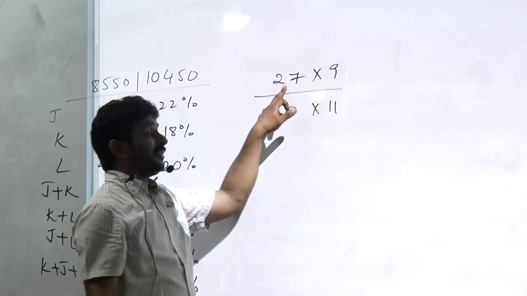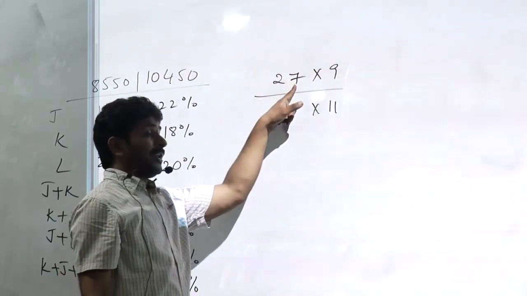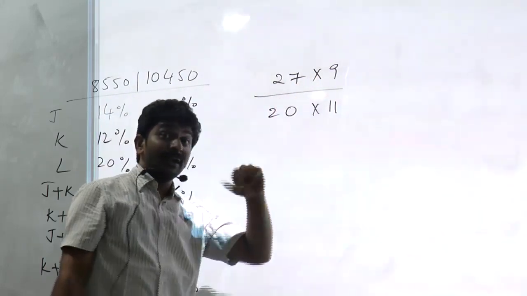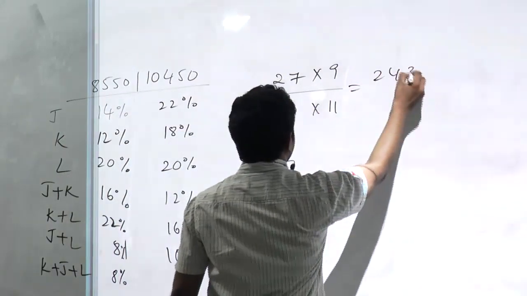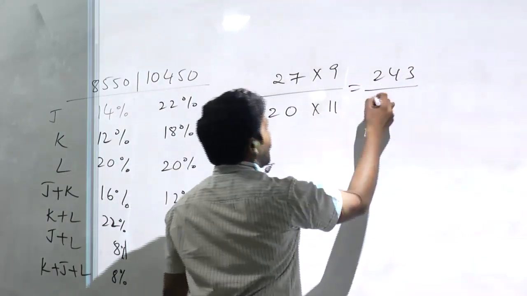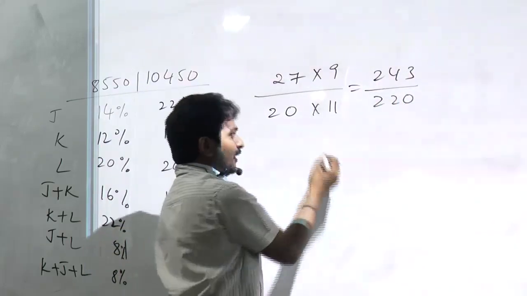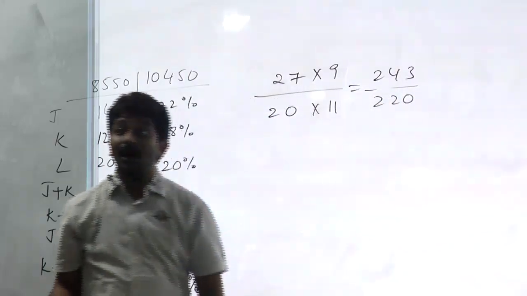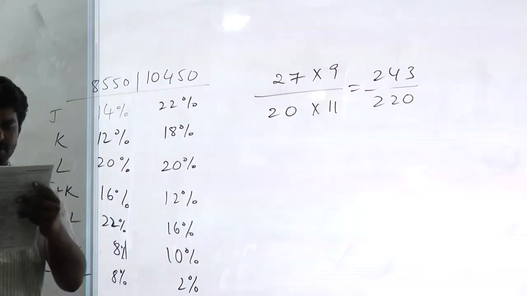Next way is you can write 27 as 3 into 9. So 3 into 9 into 9, 9 square into 3. 9 square is 81, 81 3 times is 243. And what is denominator? 220. 243 is how much more than 220? 23. 23 is near about what percent of 220? 10%. Yes or no? Answer is very close to 10%.